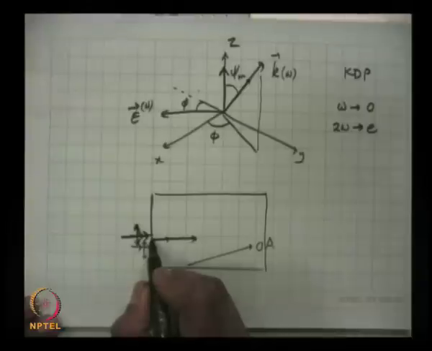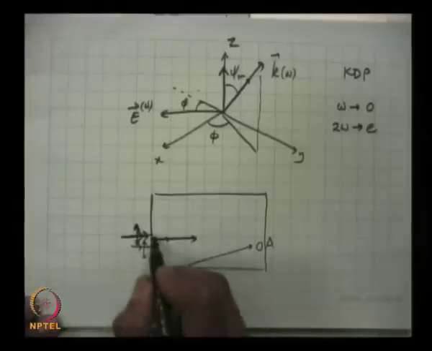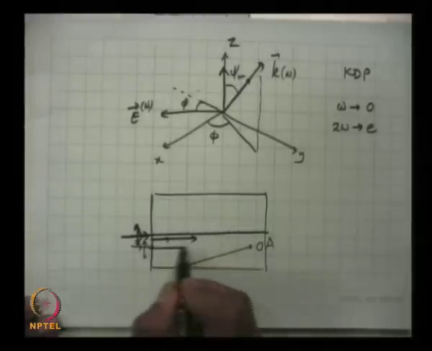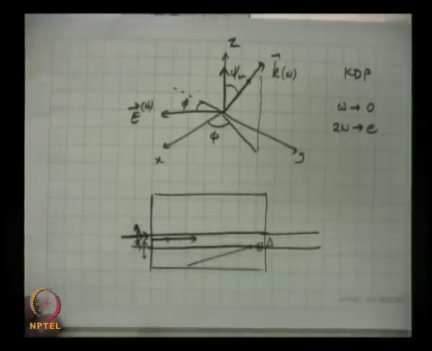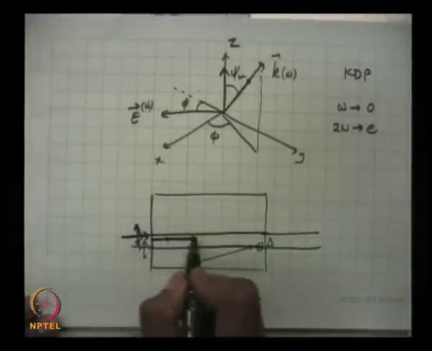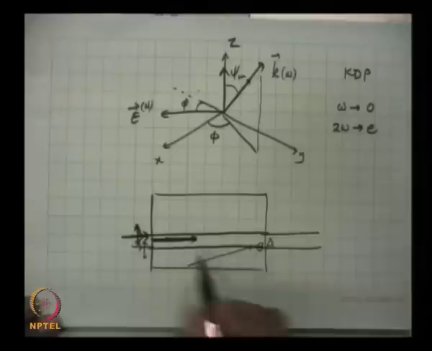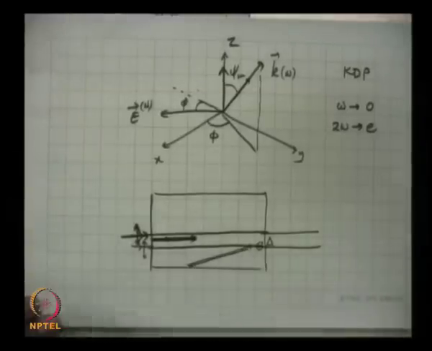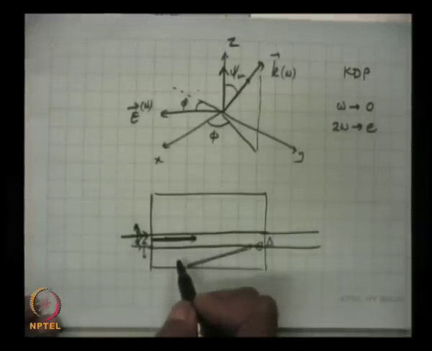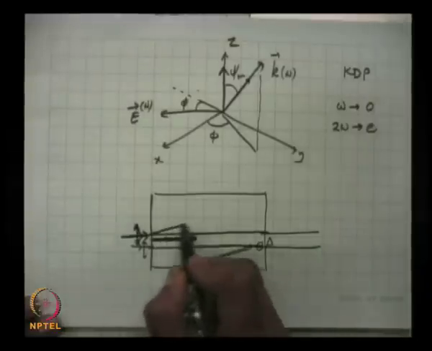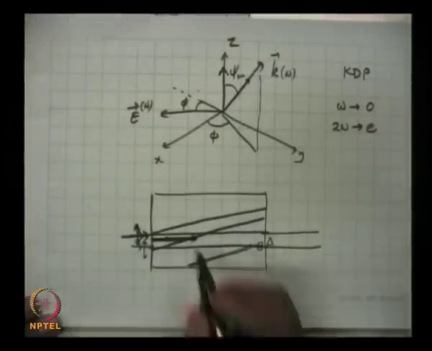The ordinary wave also has its S vector like this, so the beam will go like this and come out. The extraordinary wave also has its k vector like this, but because it is not propagating along the optic axis or perpendicular to the optic axis, its S vector is not parallel to the k vector. So this beam may move like this. This is the direction of propagation of energy.